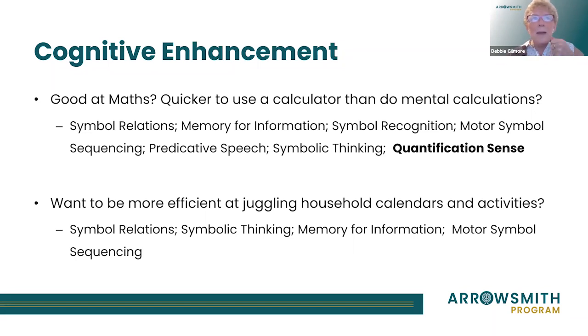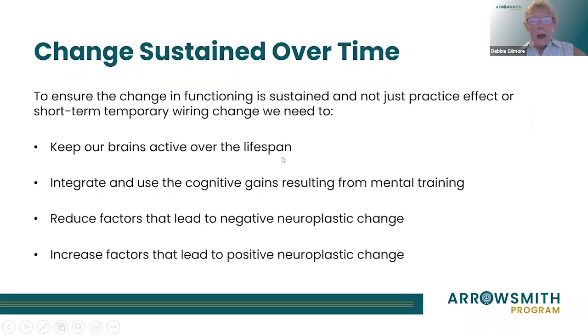But what if you wanted to be more efficient at juggling what we have to do on a daily basis just in our own lives at home? We have to have a number of cognitive functions working really well together. So these are some of the most critical functions there. We need symbol relations again. It's the cognitive function that connects relationships, connects concepts in our brains, symbolic thinking, the planning, memory again, and motor symbol sequencing again. These are some of the things that we need to be able to juggle all of those activities or calendars, etc., in our lives.